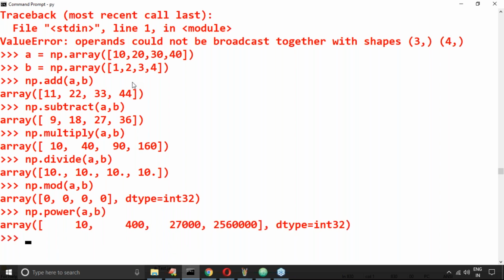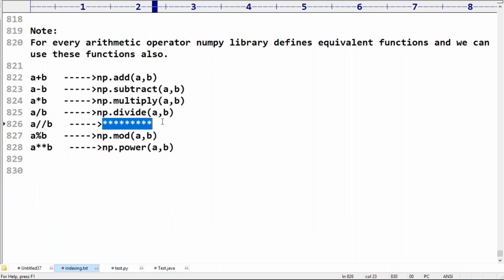Can you please confirm all the things are clear? Sonam, can you please tell what is the equivalent method? Has anyone identified the equivalent method for floor divide?